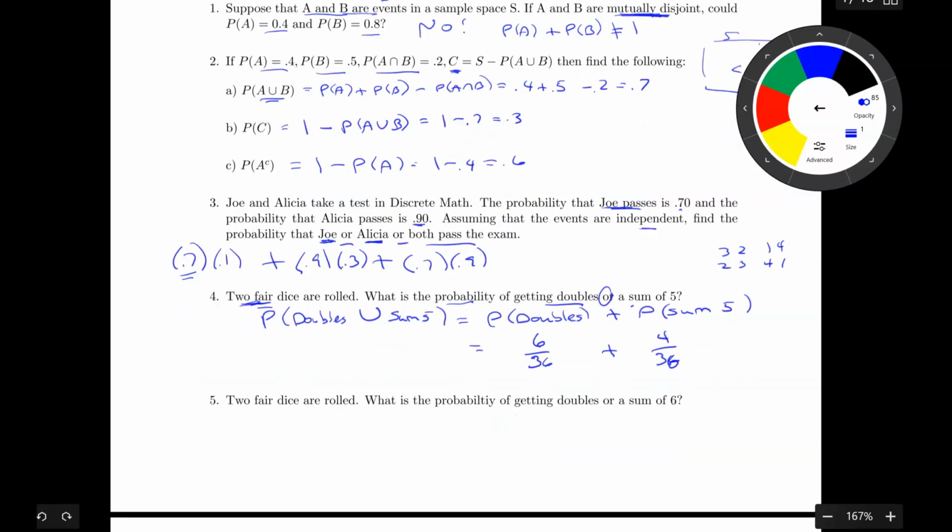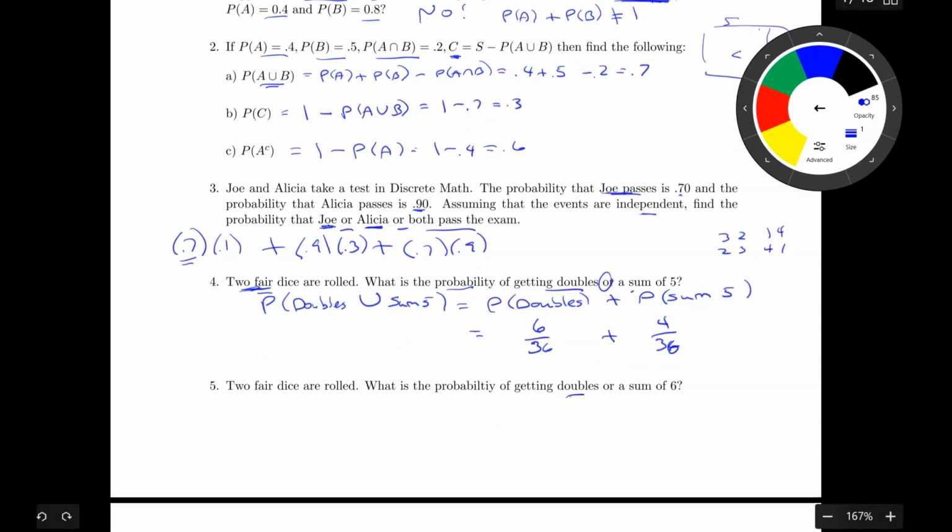All right. So what's the probability of getting doubles or a sum of 6? Okay, so this is doubles or sum of 6. So I've got the probability of doubles plus the probability of a sum of 6. And then I have to subtract off the doubles and the sum of 6. So I know that there's one of those, right? Because that's the 3, 3, right?